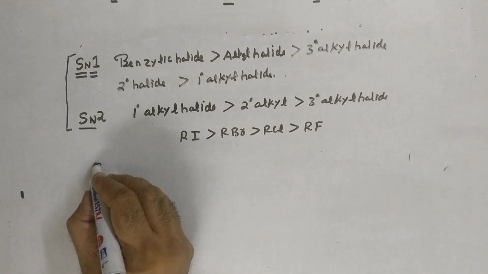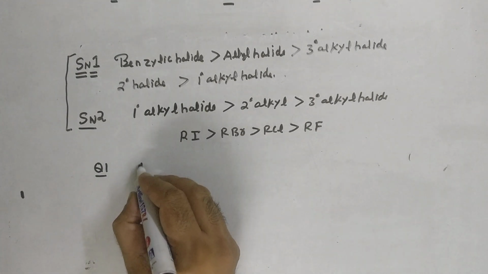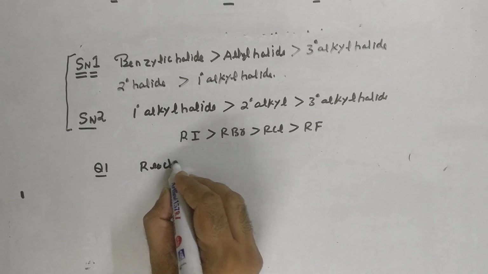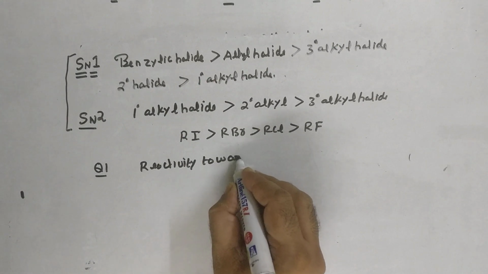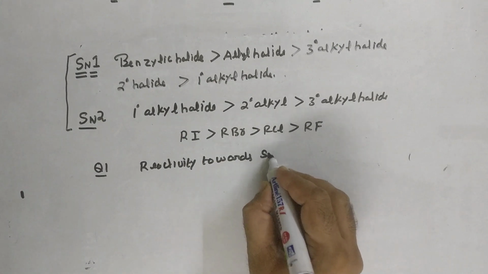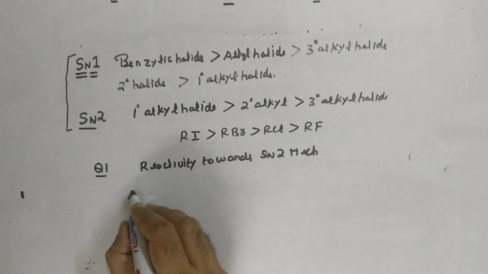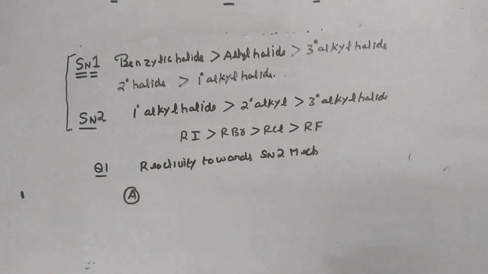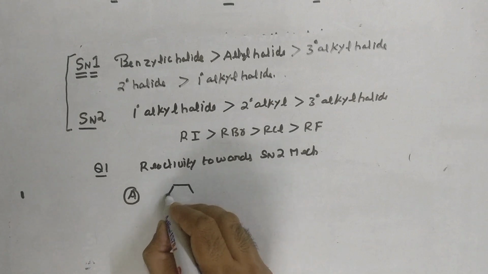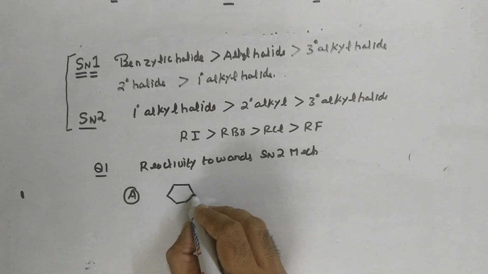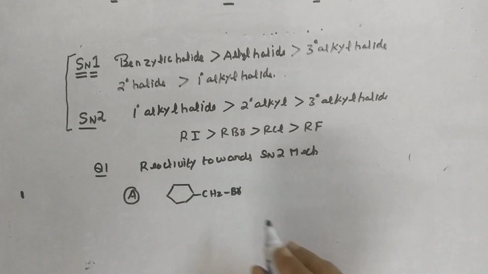The first question says that you are given a group of two compounds, a set or pair of compounds, and you have to compare their reactivity towards SN2 mechanism. You have to find out which one is more reactive, which one is less reactive. In such type of question, the compounds which are given to you should be marked as primary, secondary and tertiary, and then accordingly decided as per the order given on the top.